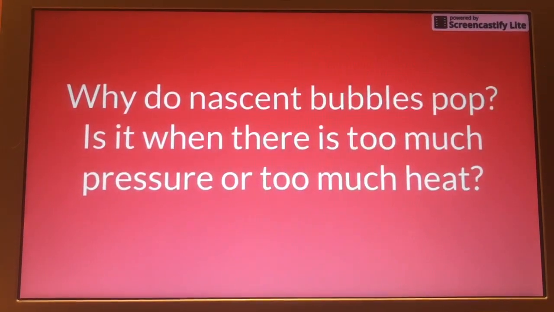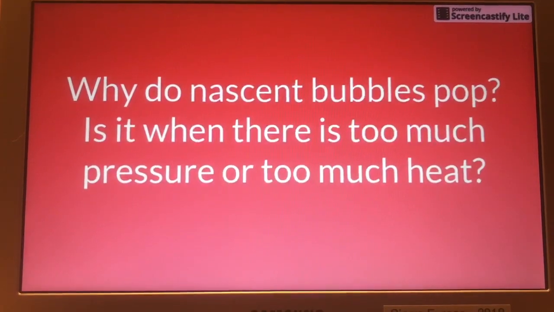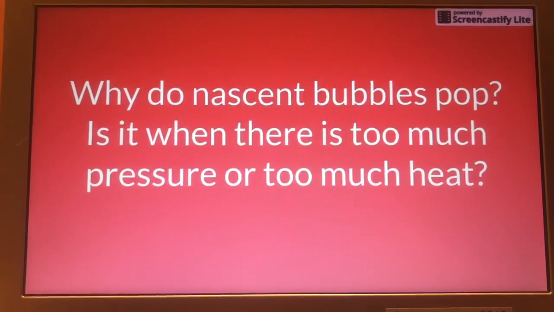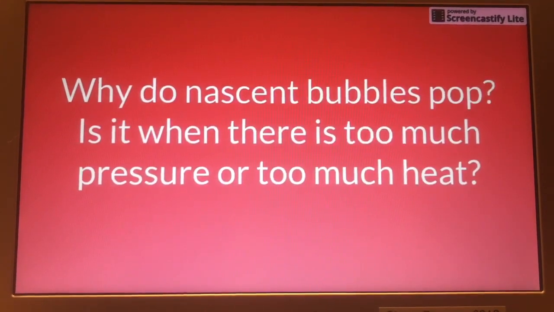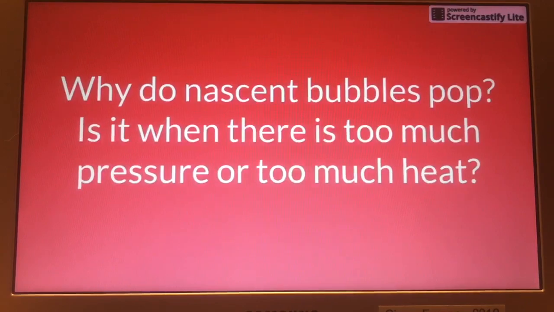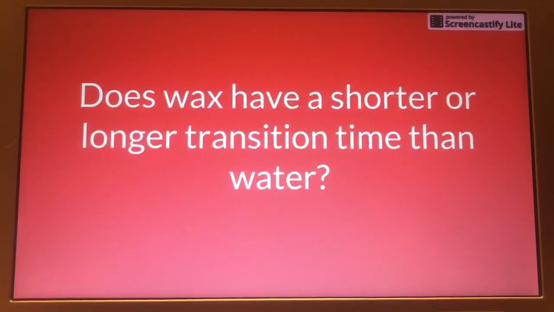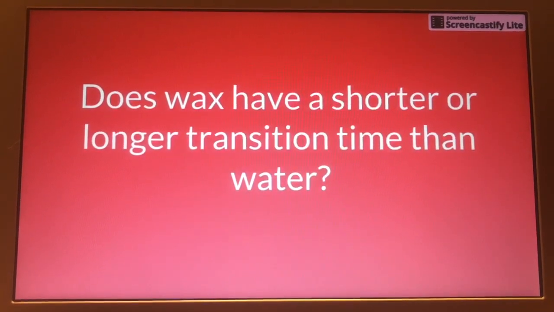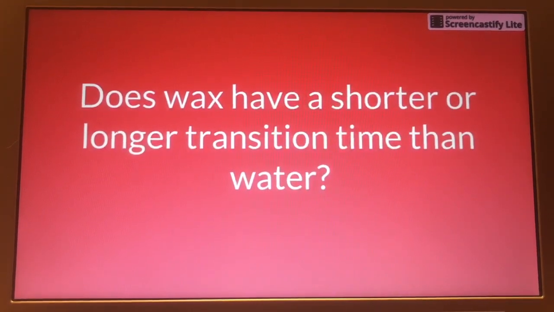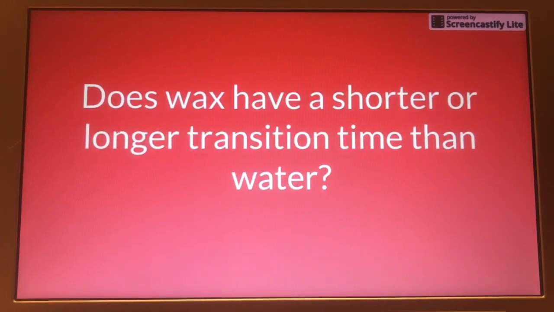So to go into my questions, why do nascent bubbles pop? Is it when there's too much pressure or too much heat? The answer is too much pressure. Does wax have a shorter or longer transition time than water? Wax has a shorter transition time. That is why I had to use the water bath.